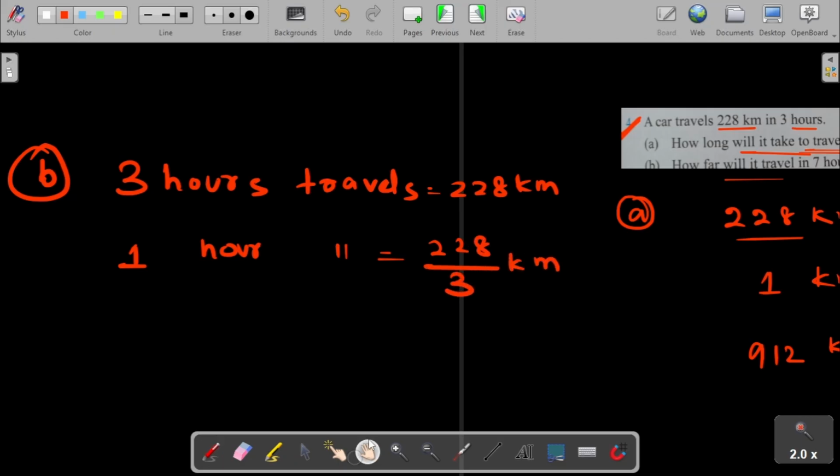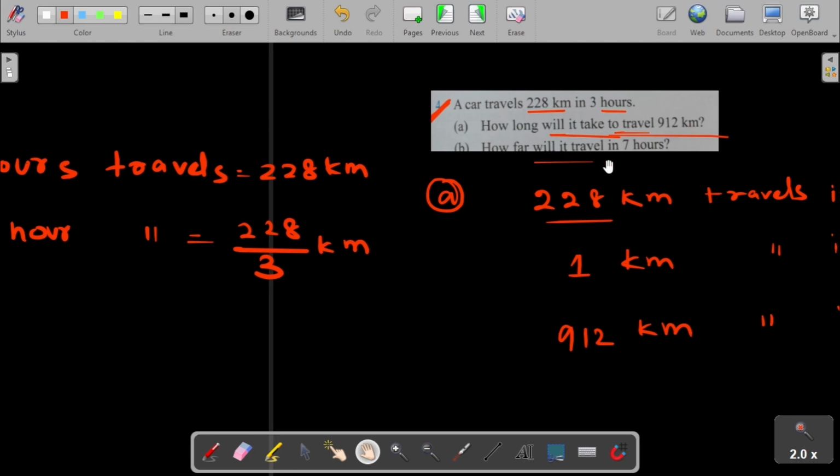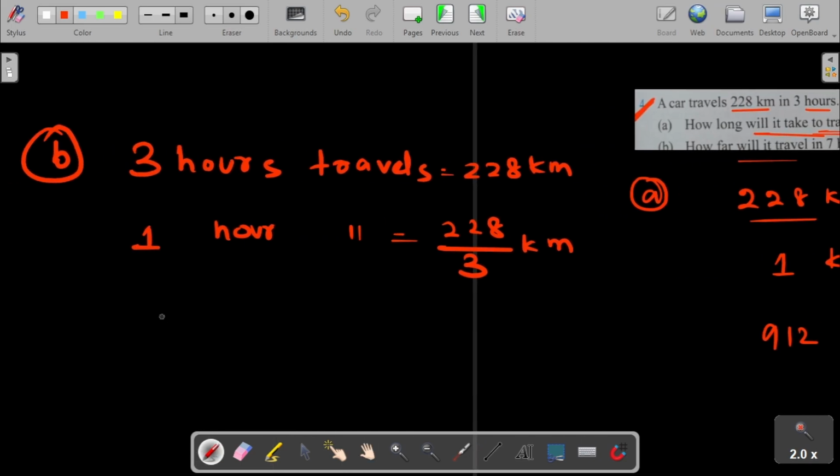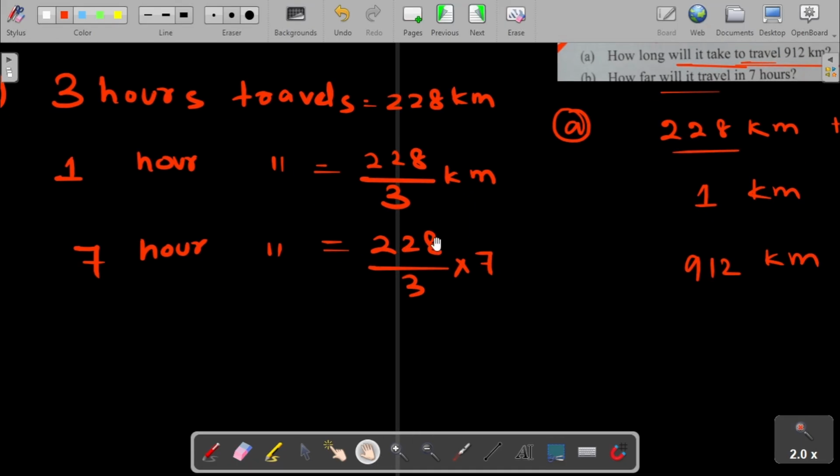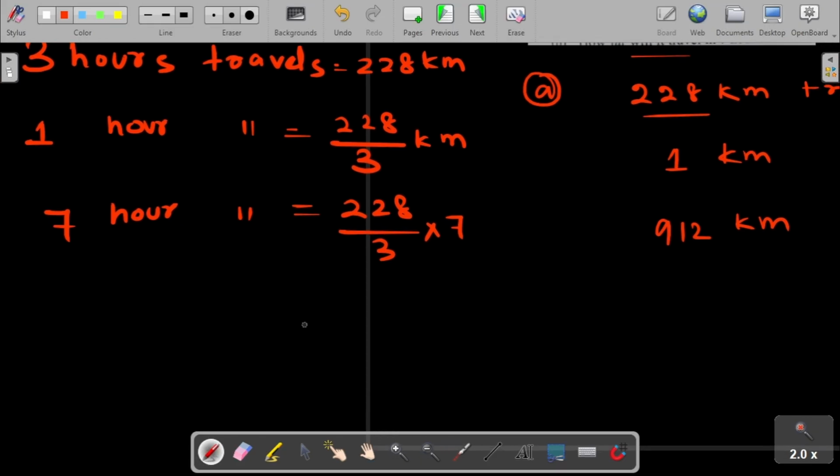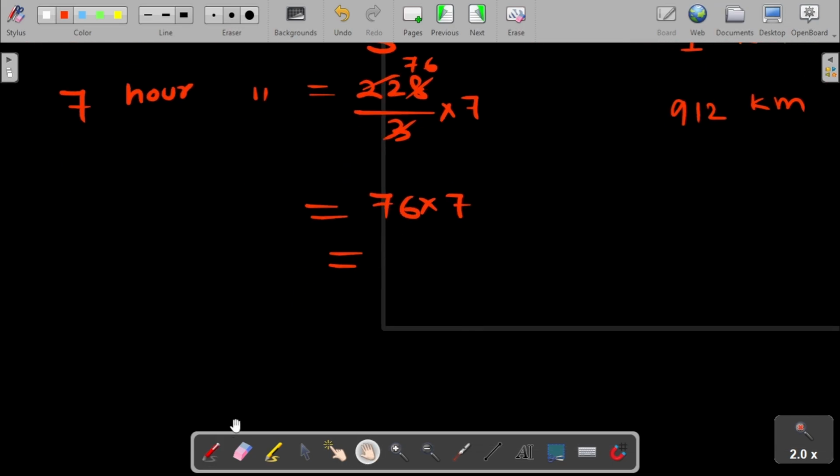Now we want to find how far it will travel in 7 hours. So we have to multiply it with 7. So in 7 hours it travels 228 divided by 3 and multiplied with 7. 228 is divisible by 3: 3 times 7 is 21, 3 sixes are 18, so this equals 76 multiplied with 7.